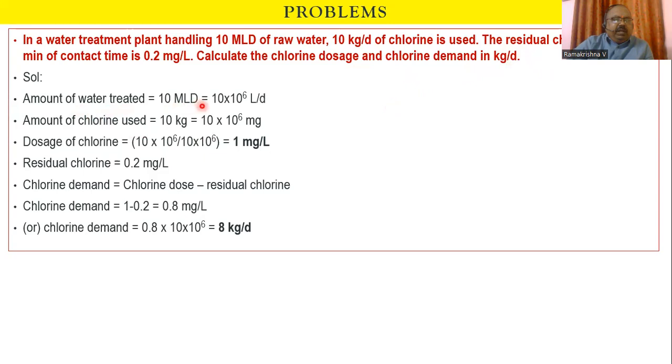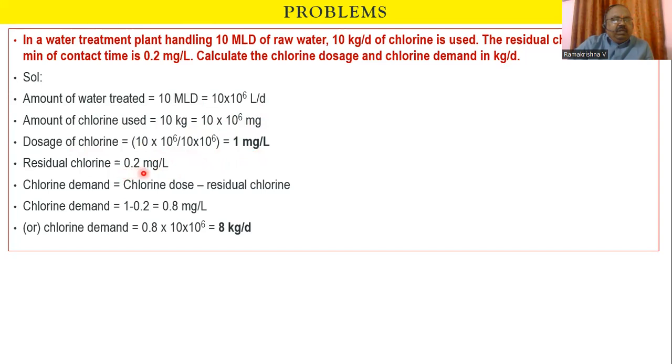Amount of water treated is 10 mld, 10 into 10 to the power of 6 liters per day. Amount of chlorine used is 10 kilograms. It is nothing but 10 into 10 to the power of 6 milligrams. Dosage of chlorine we express in terms of milligram per liter. So you write down this milligram divided by this liters. And ultimately, what you are going to get is equal to 1 milligram per liter.